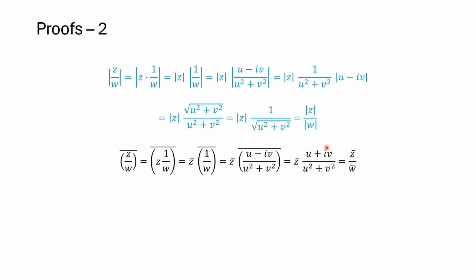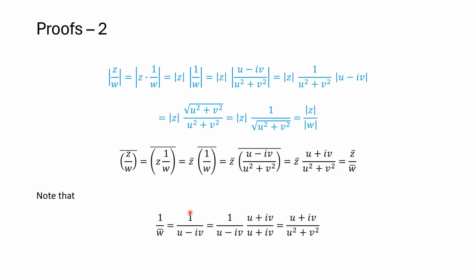That's probably not readily apparent. So I have another line here to show why this is equal to 1 over the conjugate of w. So 1 over the conjugate of w equals 1 over u minus iv. And here we just multiply by 1, but in an unusual form, u plus iv over u plus iv. In the numerator, we get u plus iv, and in the denominator, we get u squared plus v squared, which is what we had here.